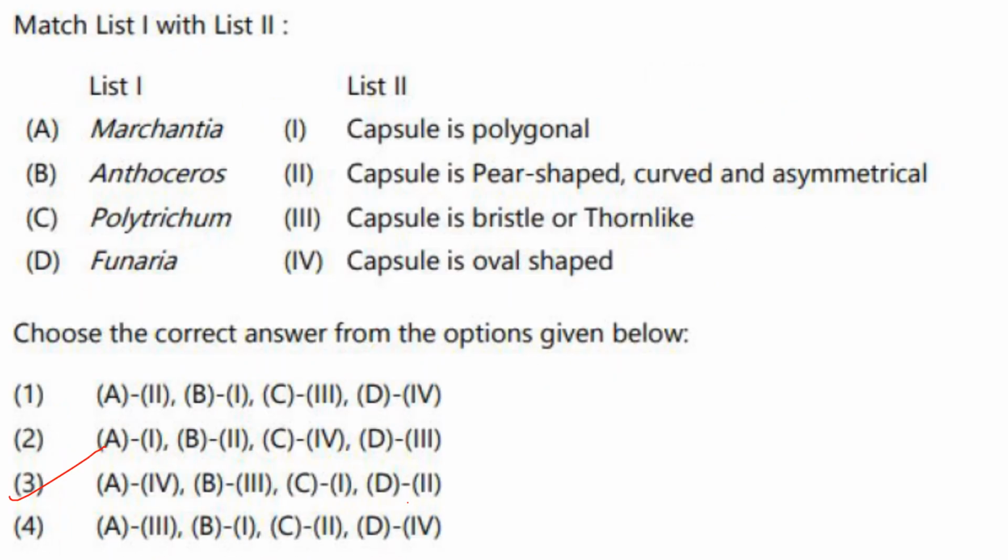Then Marchantia. Okay. Bryophyte. The shape of their capsule. So Marchantia capsule is oval shaped, A4. A4 is found in option 3. Anthoceros, its capsule is bristle or thorn-like. Polytrichum, capsule is polygonal, and Funaria, capsule is pear-shaped, curved and asymmetrical. D2. So A4, B3, C1, D2. Answer is option 3.